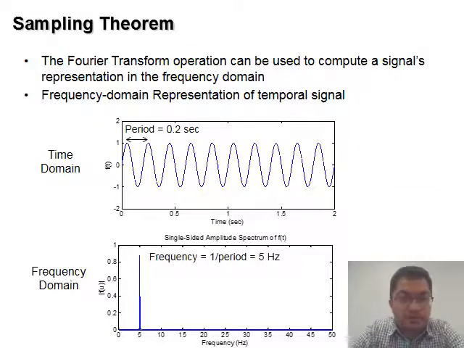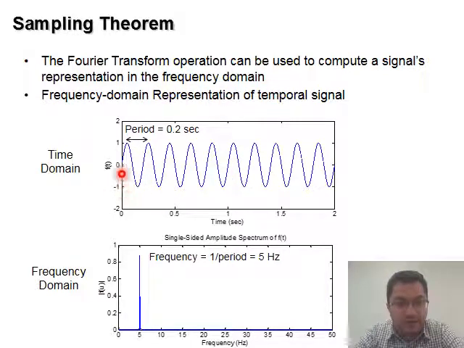Given that this sampling theorem is related to the frequency domain representation, and we talked about the concept of frequency, we have talked about what the Fourier transform is. Probably you had this in other courses before, the Fourier series and Fourier transform concept. The Fourier transform operation can be used to compute a signal's representation in the frequency domain.